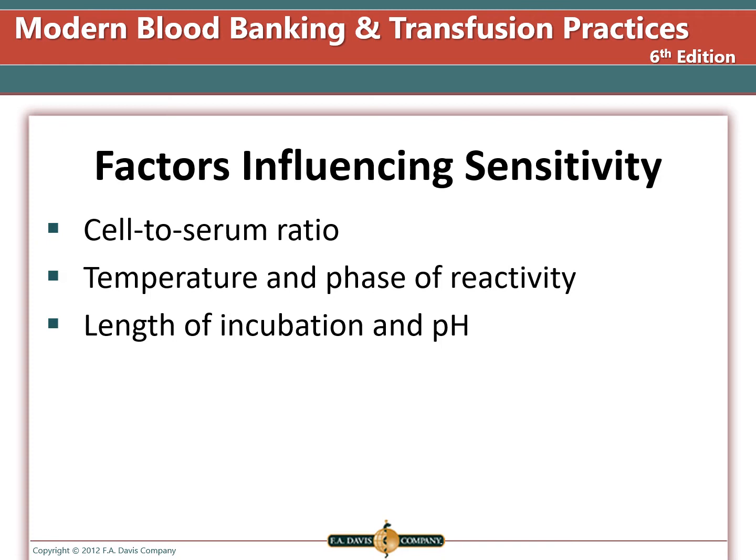The cell to serum ratio should be 1 drop of reagent red cells and 2 drops of patient plasma. If a weak antibody is suspected, it may require 4 drops of plasma. The length of incubation should follow the package insert for the enhancement media used. The pH of the reagents must be correct, or the reaction may not occur.